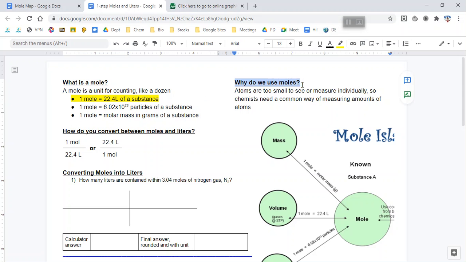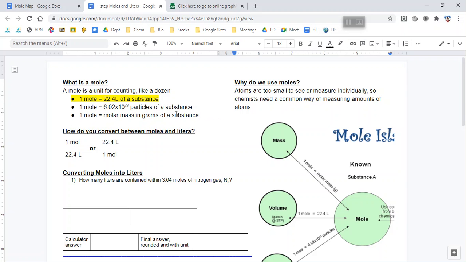Well, why do we have to do this? Why do we use moles? Atoms are too small to see or measure individually. Even if I used a really powerful microscope, I couldn't see atoms or molecules. So chemists need a common way of measuring the amounts of atoms and substances that we have.